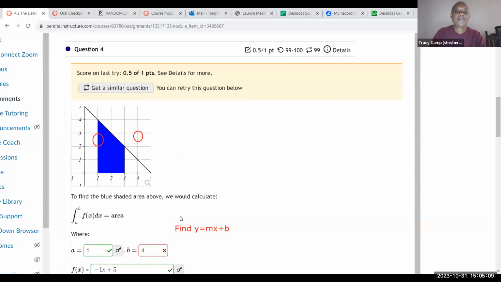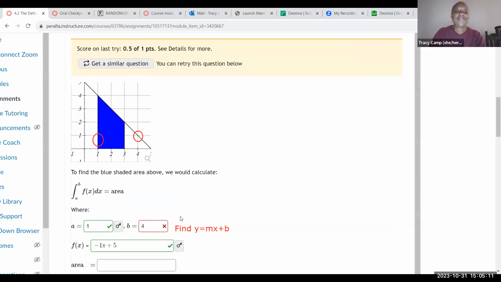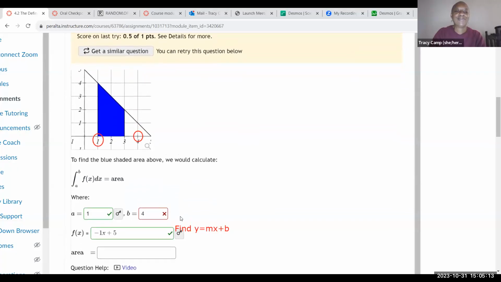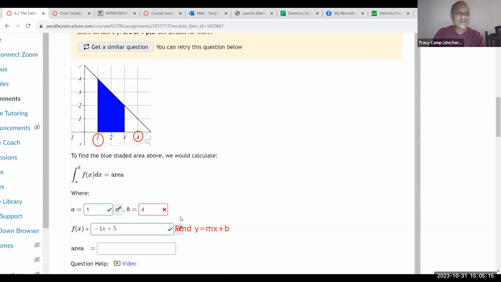Oh, that's correct. But my B, it was incorrect. Why did I circle that 4? Oh, I don't know why I circled that 4. So the first part of the problem was incorrect. That should be a 3 because that's where the shaded area ends, right? I have no idea why I circled that 4. So that should be a 3.